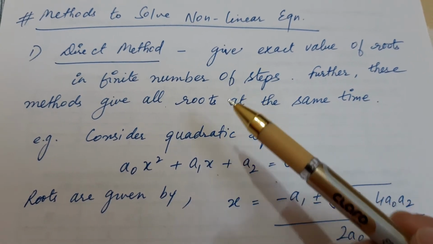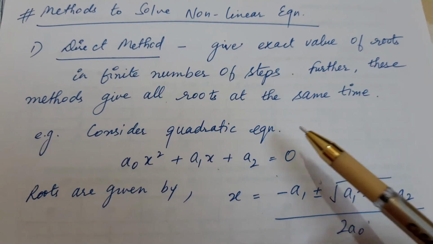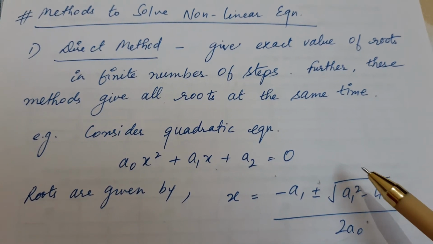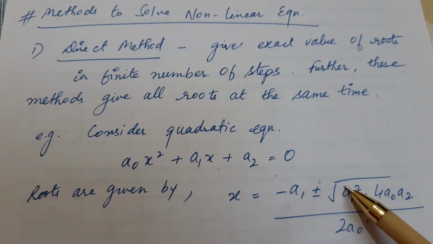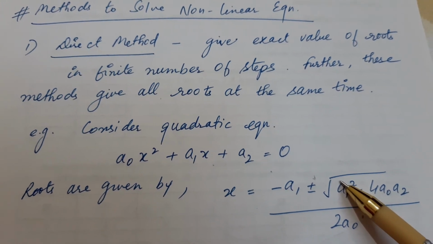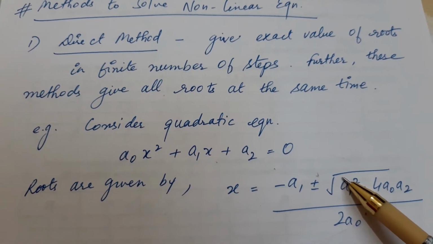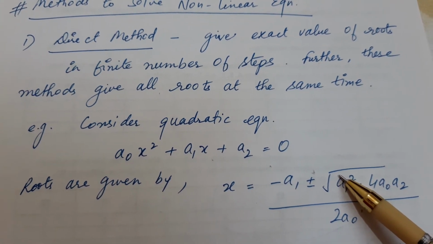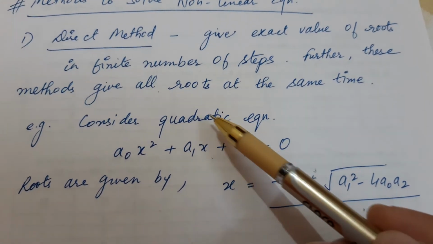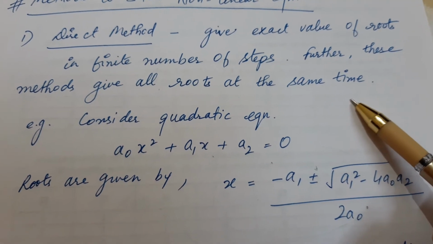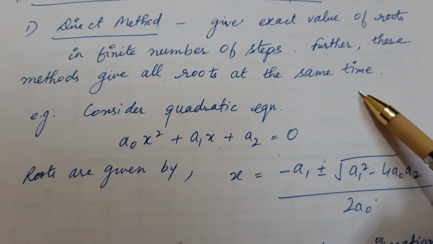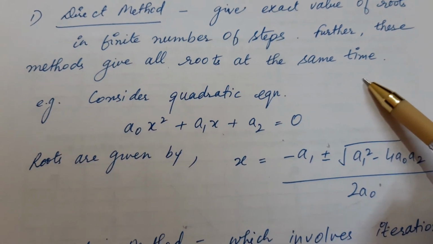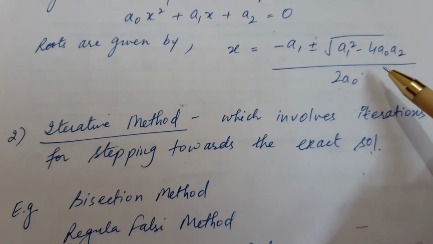For example, when you have solved quadratic equations, you directly get the value of the roots by using the quadratic formula. And the second thing is, in using this method it gives all the roots at the same time. You find all the roots at one time. That means you get the solution at one time.